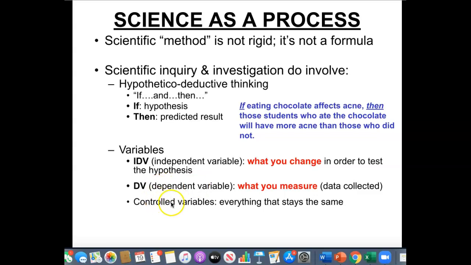And then controlled variables are everything that you're holding constant in your experiment. It's really important that you only have one independent variable and that you don't have more than one. Every other variable should be controlled. Because if you don't control them, how do you know what's causing the change? How do you know that your independent variable is actually affecting your dependent variable? You wouldn't, because you're changing too many things. So one independent variable, but then keep everything else constant. Those are controlled variables.